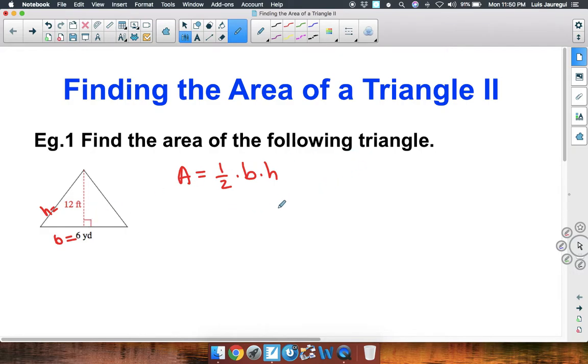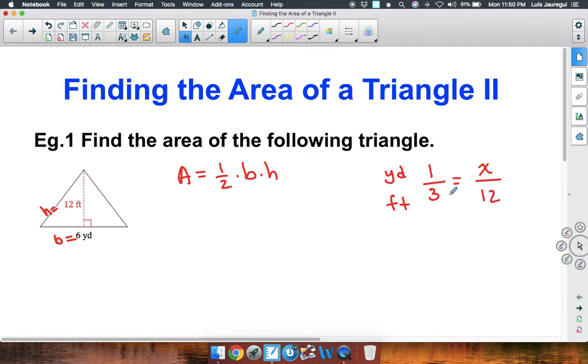In this case, since we have yards and feet, we're going to use a proportion in order to convert from one unit to the other. We happen to know that 1 yard is equal to 3 feet. So 1 yard is equal to 3 feet, and I'm going to convert these feet to yards. So I'm going to say that the actual height is unknown in terms of yards, x, but we know that in terms of feet it is 12 feet.